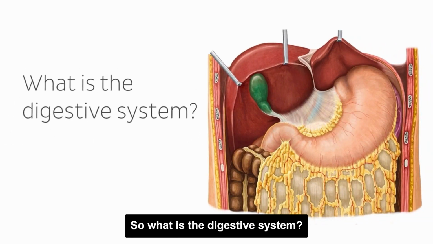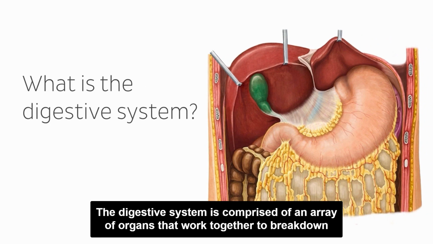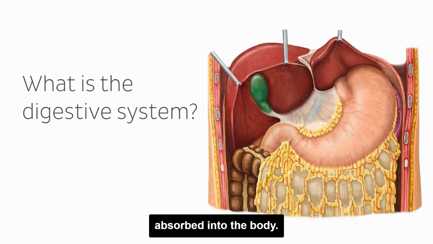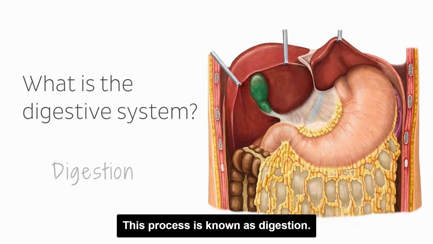So what is the digestive system? The digestive system is comprised of an array of organs that work together to break down large molecules, which are in turn ingested into smaller, soluble molecules that can be absorbed into the body. This process is known as digestion.